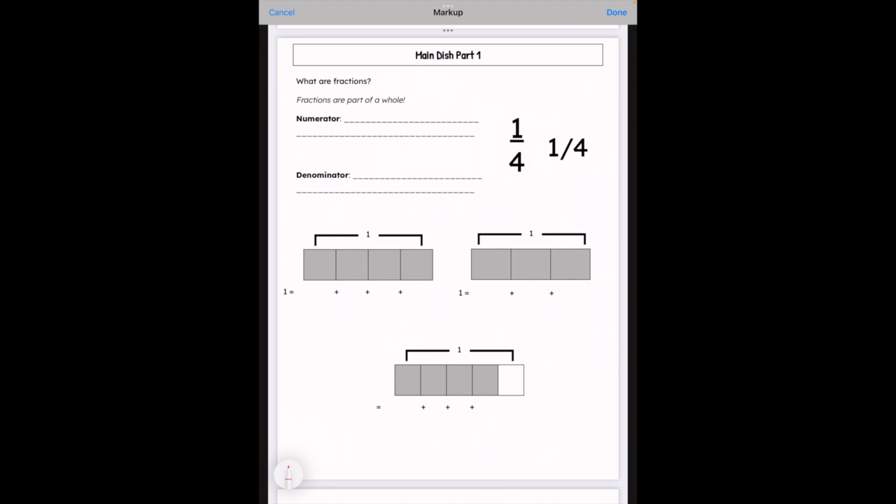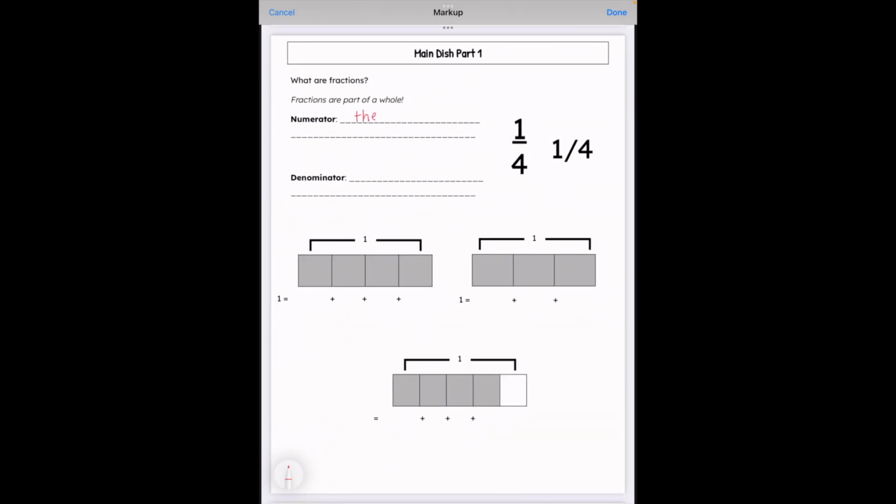So a numerator is going to be the shaded parts of the whole, and it's the top number of the fraction. So go ahead and write the definition. The shaded parts of the whole. While the denominator is just the total parts within the whole, whether they're shaded or not shaded. It's how many there are total. And that's always going to be the bottom number of the fraction. So go ahead and write that definition.